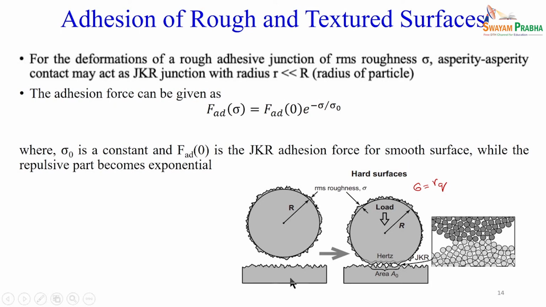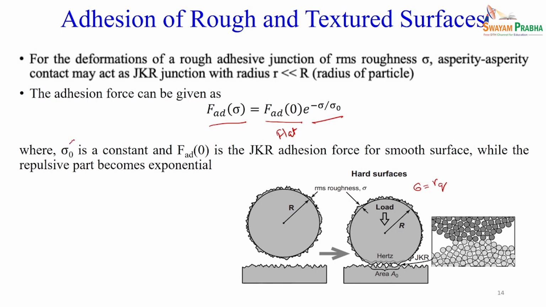So, what it says is the deformation of a rough adhesive contact acts as a function of RMS roughness. Here we are considering r is very much less than the capital R. The adhesion force will be F adhesion 0, where 0 means the flat surface, and this is exponentially related with the RMS roughness.